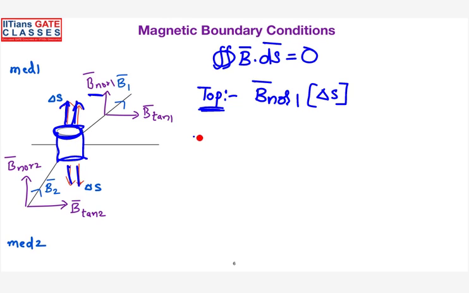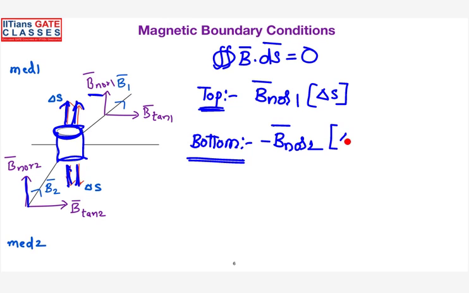And what will be the flux leaving the bottom surface? The flux leaving the bottom surface, when you are going down, you are moving against B normal 2. So the corresponding B will be minus B normal 2 in a loop area of delta S. Same thing. This delta S, you have to remember, is not the surface area of the cylinder. This is the circular area of the cross section through which the flux is coming out.